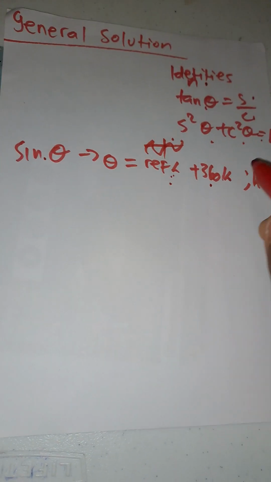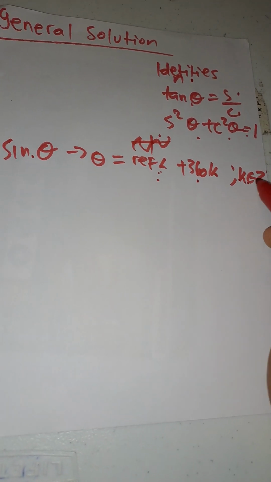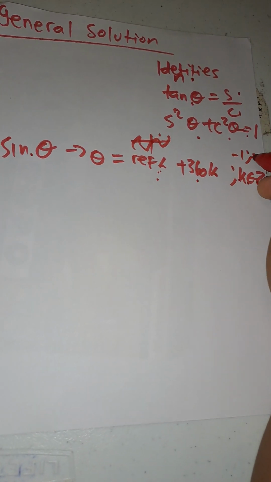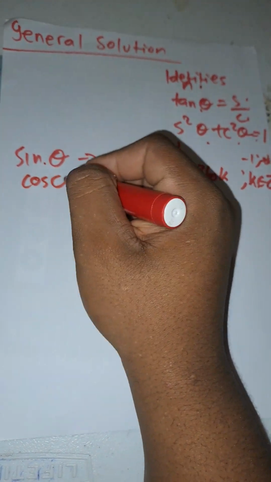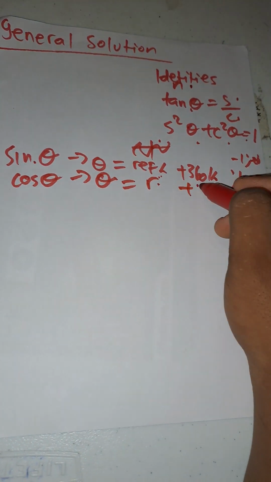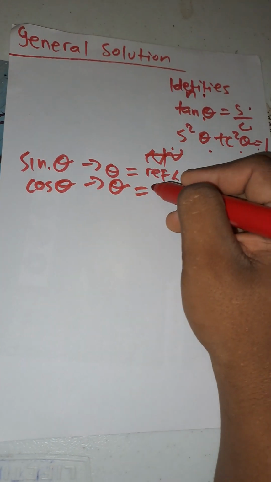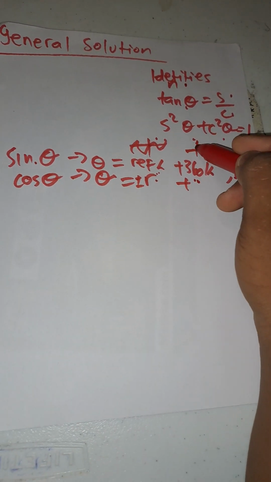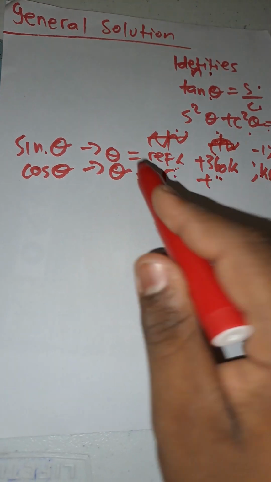And then k is the value of, like, k element of integers, whereby it is -1, -2, 0, 1, 2, 3, and so on. And then cos theta, same thing: reference angle plus 360k. But mind you, you're going to say plus or minus reference angle, because cos is that graph whereby the maximum point of it, like, you'll get more knowledge when you get to the graph. So just for now, just know how to do it.